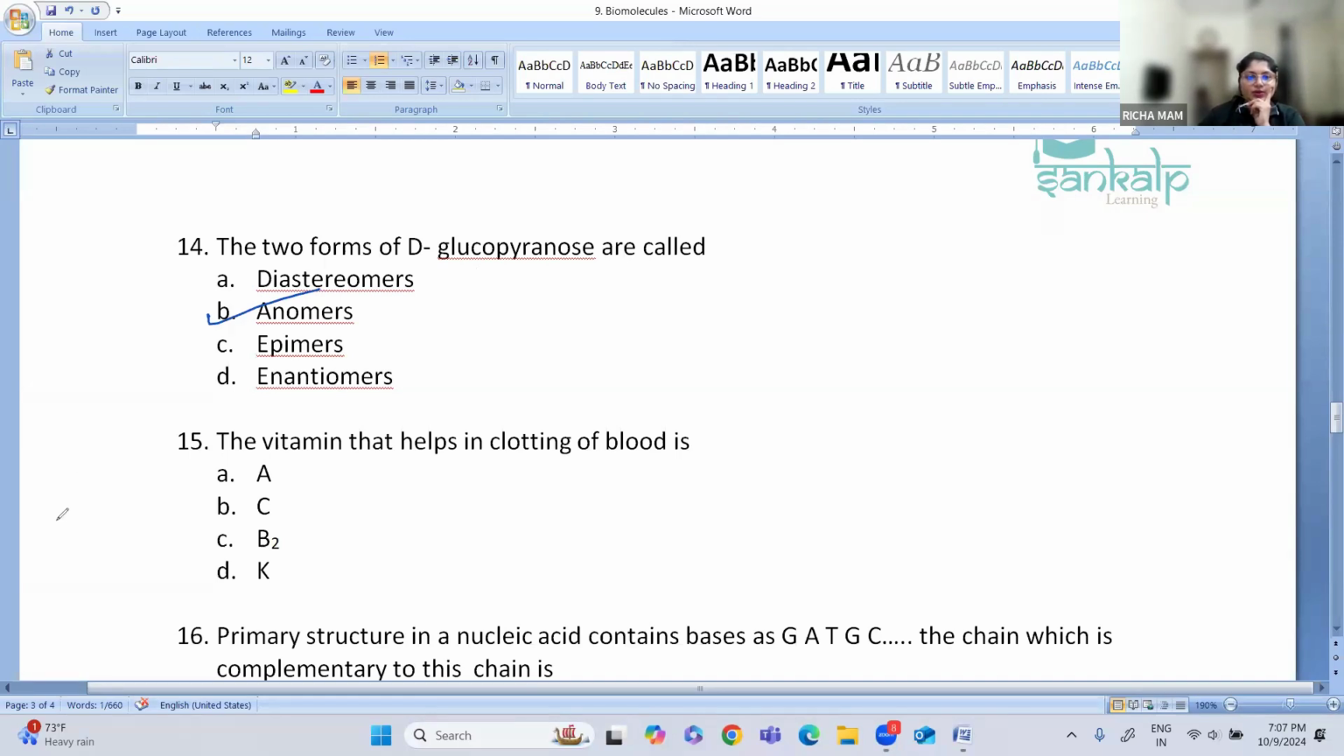Anomers. What are anomers? Anybody? So the question asked was: the two forms of D-glucopyranose are called as what? They are called anomers. Now, what is an anomer?